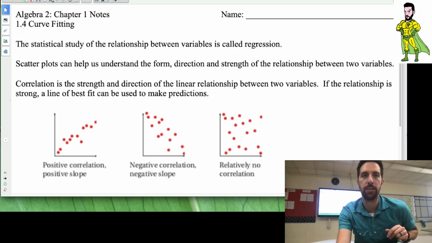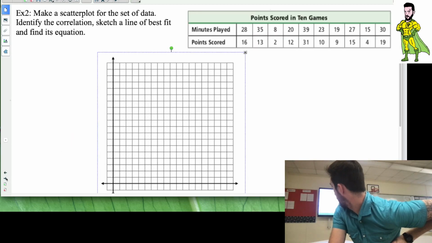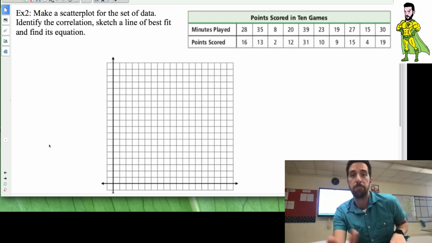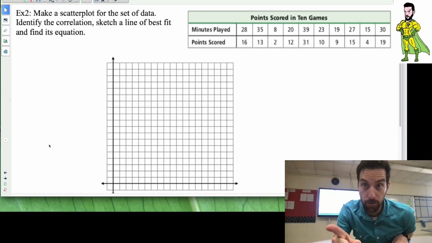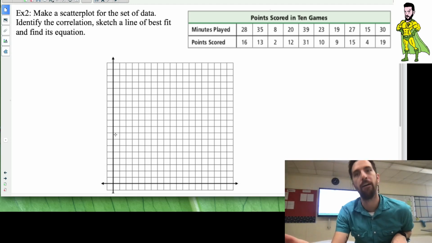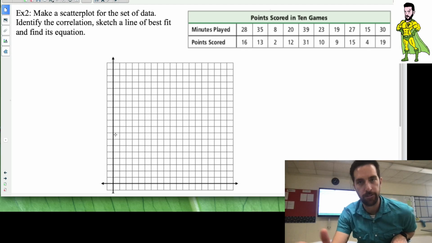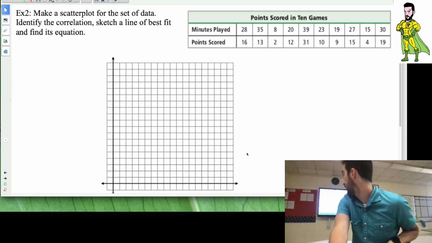So let's try out. Alright, let's see here. Our first example, we're going to make a scatter plot for the set of data. Identify the correlation, sketch a line of best fit, and find its equation. Again, we're not going to find the equation today. If you're interested in finding the equation right now, you can talk to me in class, and I'll be happy to work with you on one, but that's not where we need to be. We're just going general scatter plots right now.